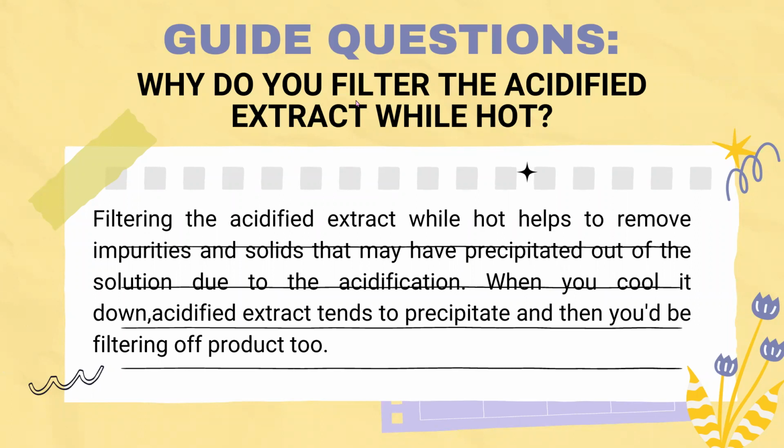Sige, ako na lang. So for the first guide question, why do you filter the acidified extract while it is hot? Filtering the acidified extract while hot helps to remove impurities and solids that may have precipitated out of the solution due to the acidification. And when you cool it down, the acidified extract tends to precipitate, and then you'd be filtering off product 2.